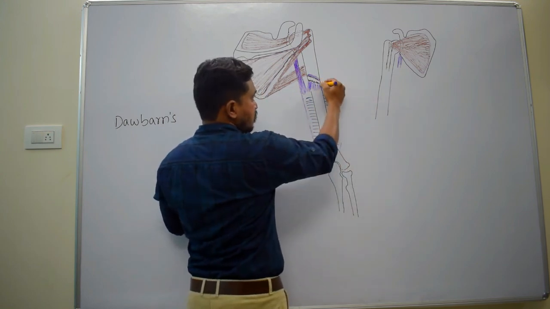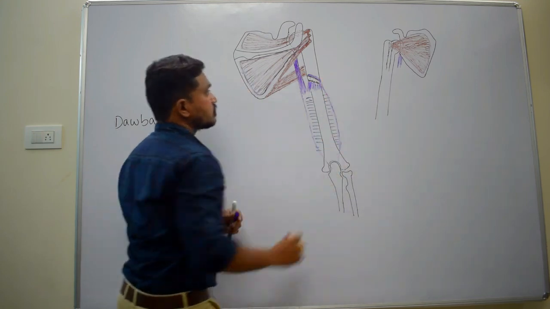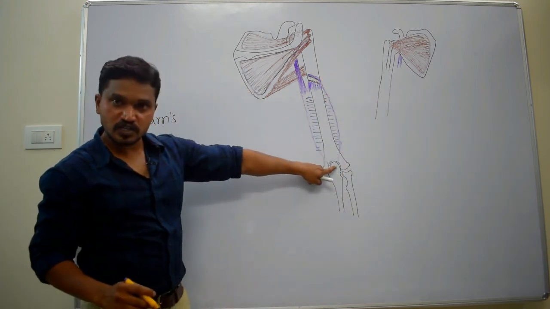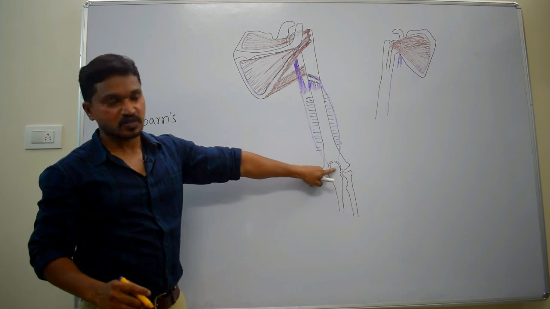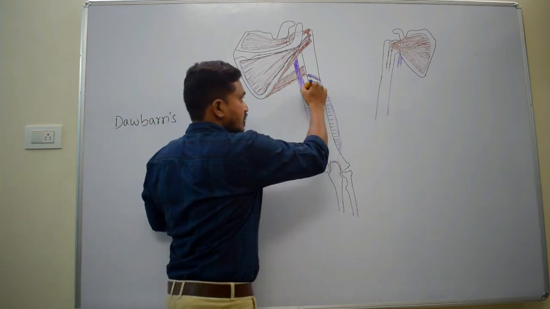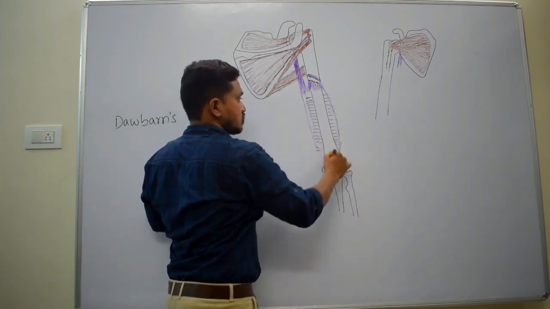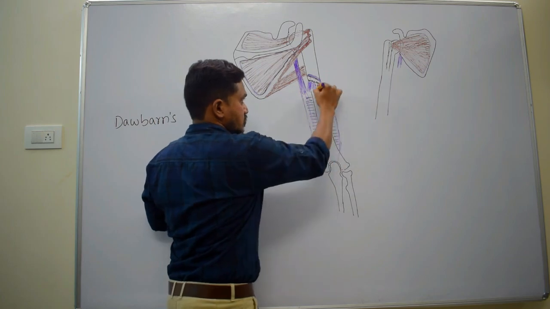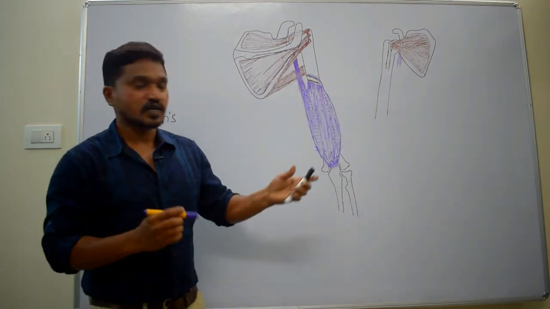After that, where does it insert? It will be inserting to this process. What is this process? Olecranon process. So the tendon of triceps inserts to the olecranon process. So this is the triceps muscle.